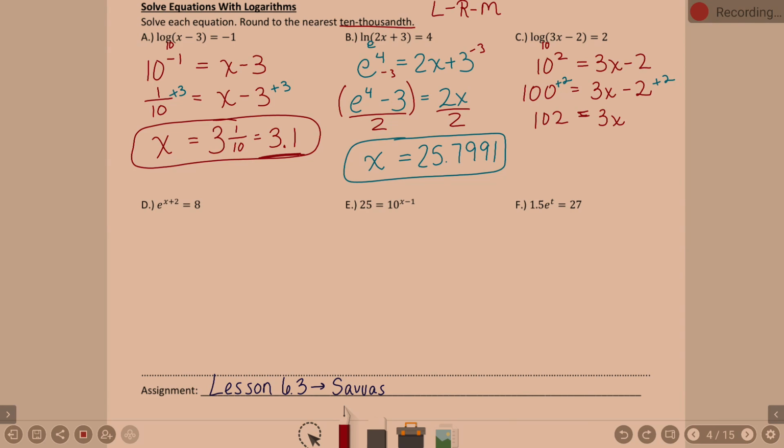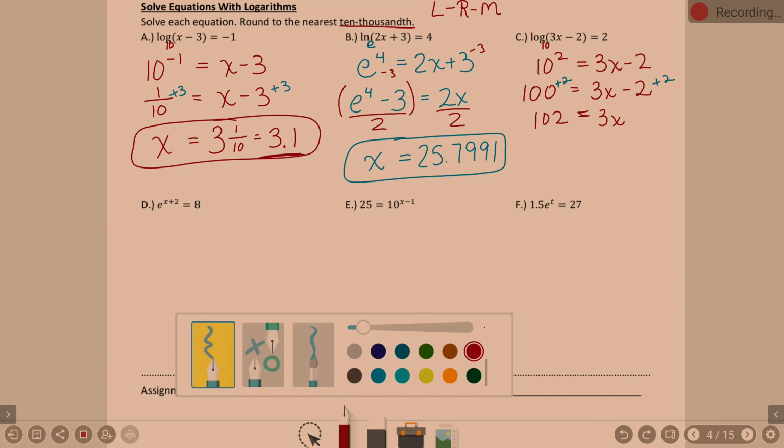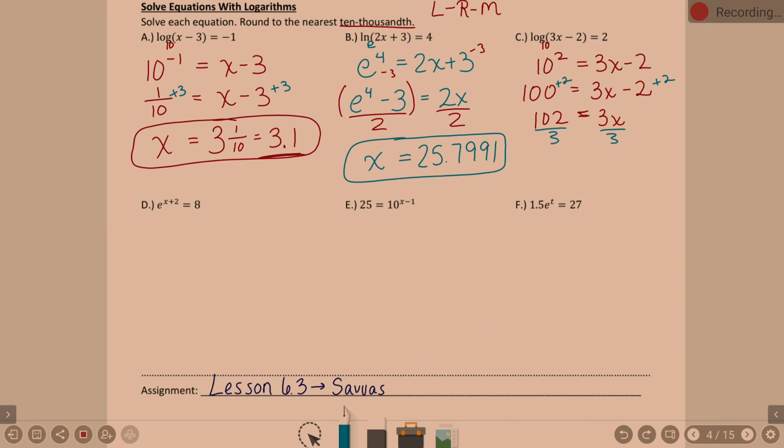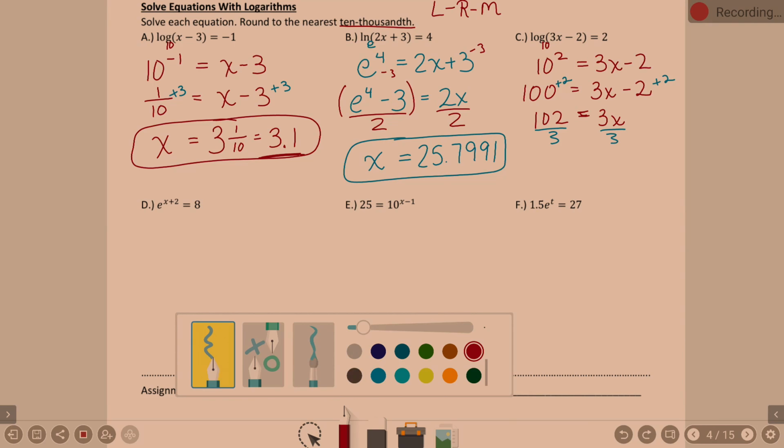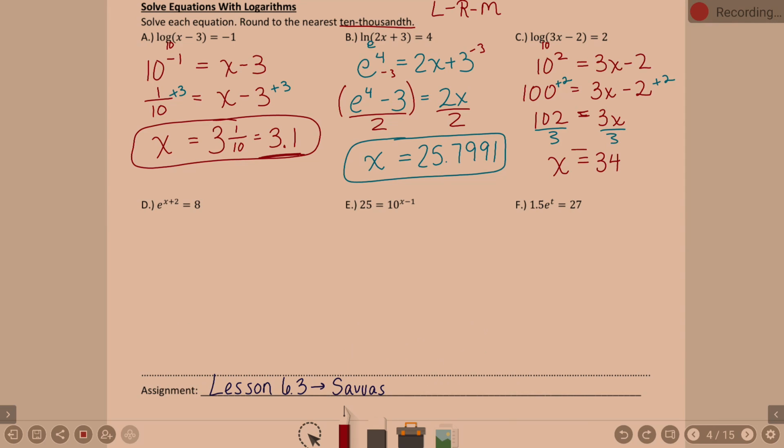And divide by 3. What is 102 divided by 3? 34. Okay. You got the idea on the top row. Okay, they're log equations. Think left, right, middle to get out of them.